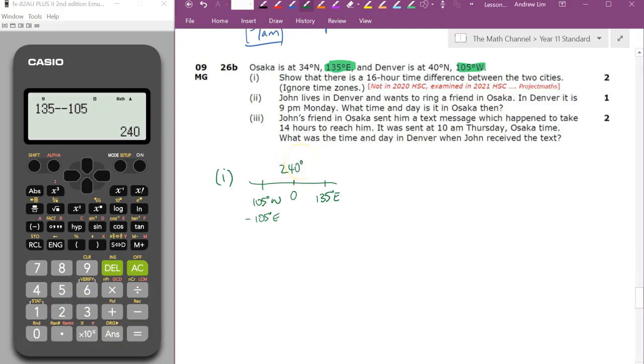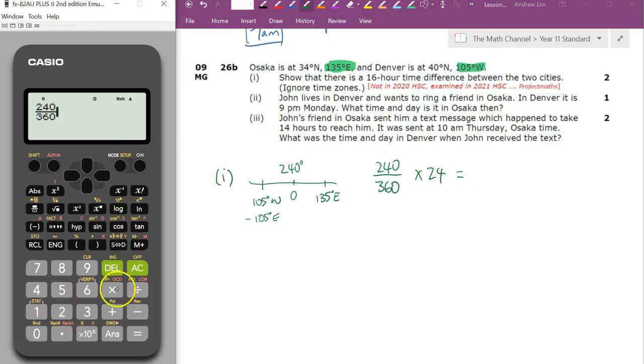240 degrees difference. So 240, divide by the 360 in a circle because the Earth is round, times that by 24 because there's 24 hours in a day, tells us that there is a 16-hour difference between the two cities.